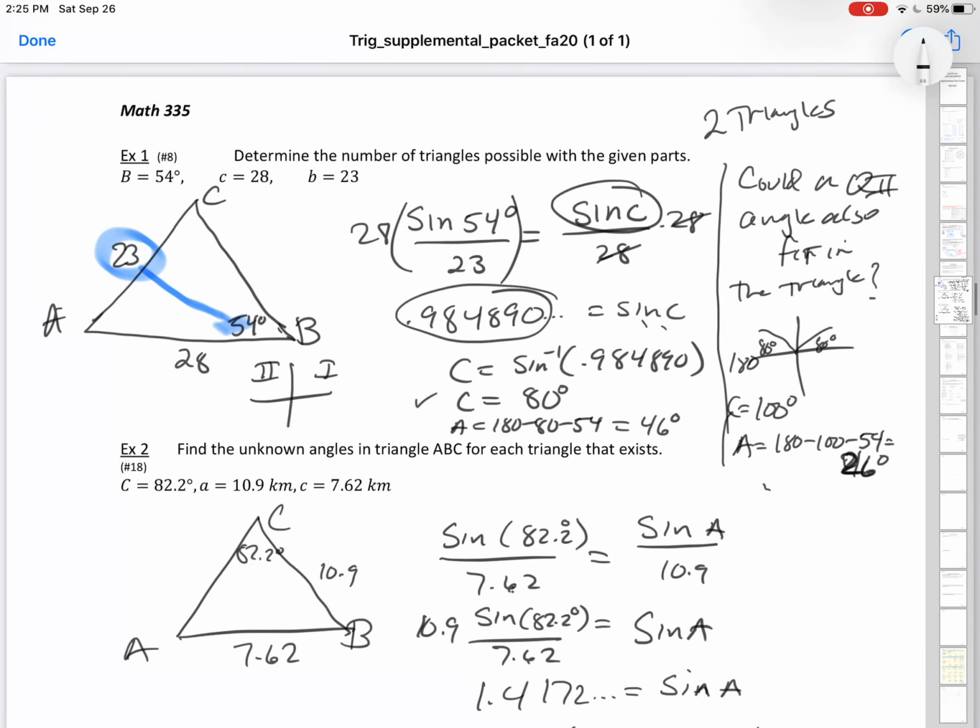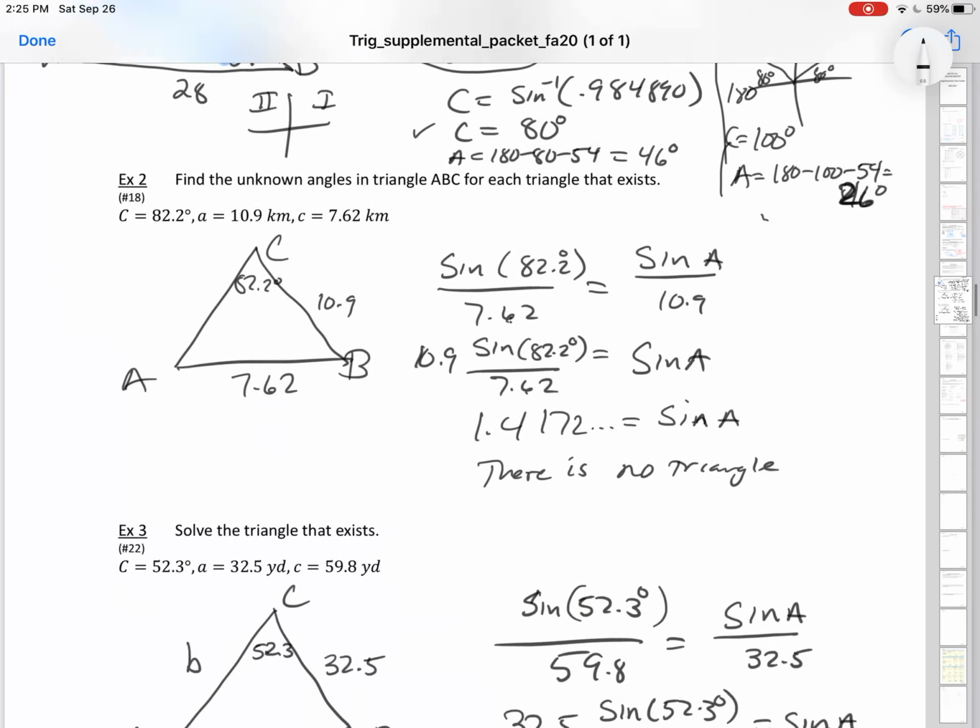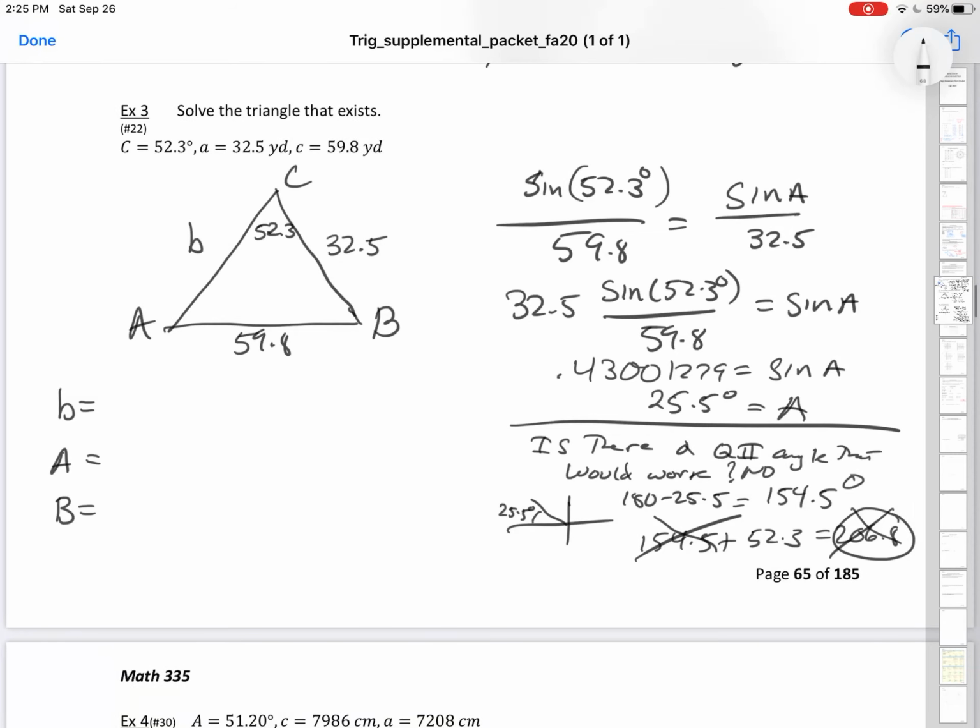Here, when we looked for that second quadrant angle, it was 100 degrees. 100 degrees plus the 54 still left us underneath 180. Therefore, there was another angle that would work for A, 26. Here, when we tried it, the second quadrant angle 154 mixed with the already known C angle put us above 180. Therefore, no A would exist, and that's not a viable angle. So we now know that this is 25.5 degrees and the only one, so it's a one solution.